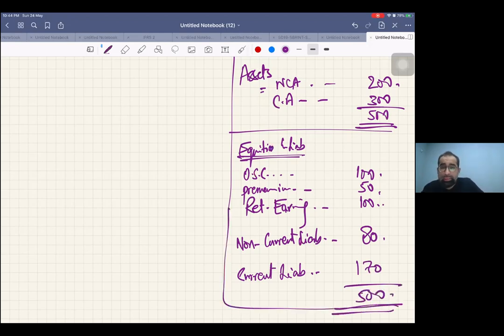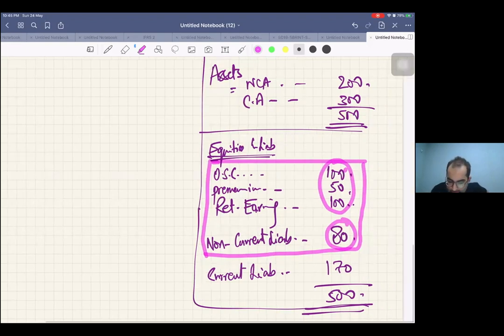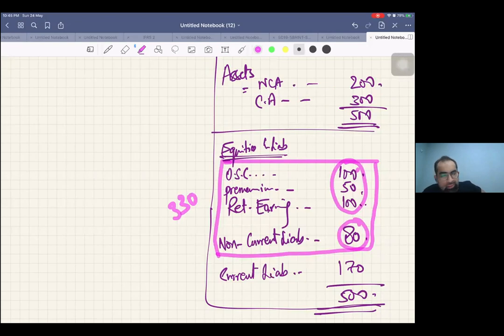Now, what is capital employed? Look at me and listen very carefully. Capital employed means all long-term sources of finance. So what does it mean? It means shareholder equity plus non-current loans. This is your capital employed. This is equity and this is loans. So 250 plus 80, it's 330, is your capital employed.